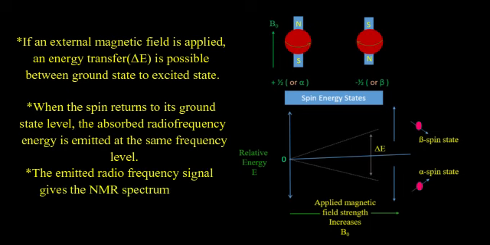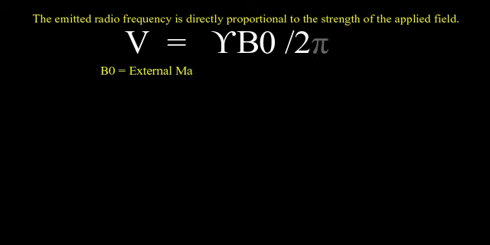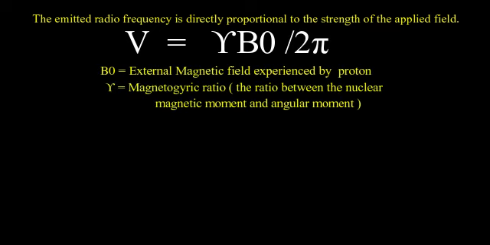In this diagram we see a plot of relative energy versus applied magnetic field strength. So delta E, the upper portion is the beta spin state and the lower portion is the alpha spin state. The emitted radio frequency is directly proportional to the strength of the applied field, that is, nu equals gamma B0 by 2 pi, where B0 is the external magnetic field experienced by the proton, and gamma is the magnetogyric ratio, that is the ratio between the nuclear magnetic moment and angular momentum. And this will be clear from the NMR spectrum.